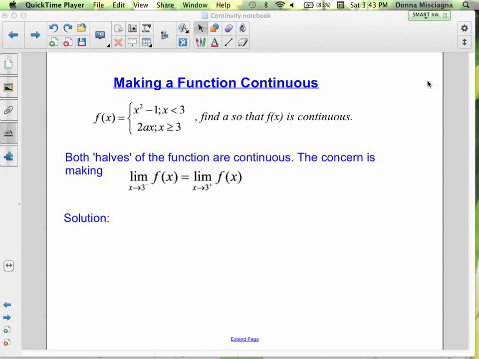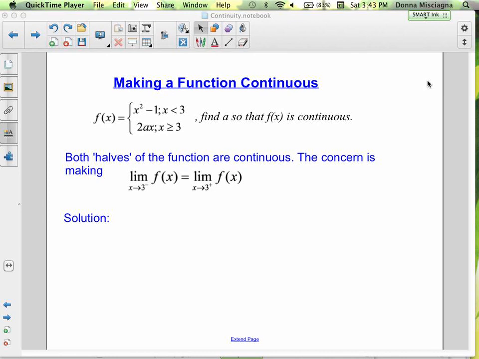Welcome. So now we're going to look at making a function continuous. So f of x equals x squared minus 1 for x less than 3, and 2ax for x greater than or equal to 3. So we need to find a so that f of x is continuous.